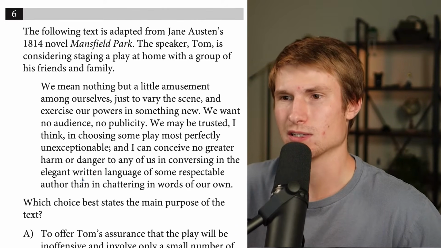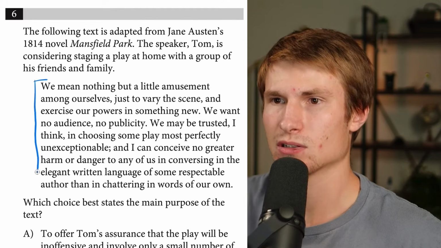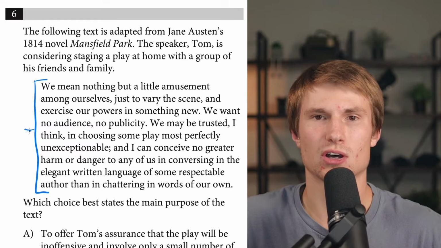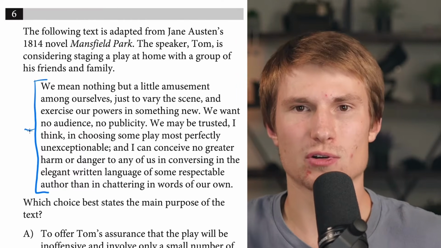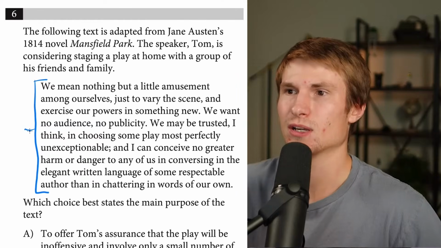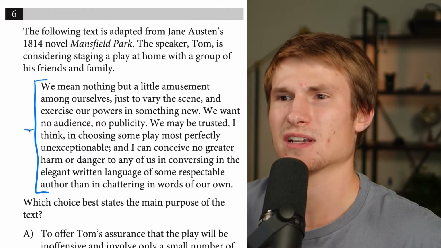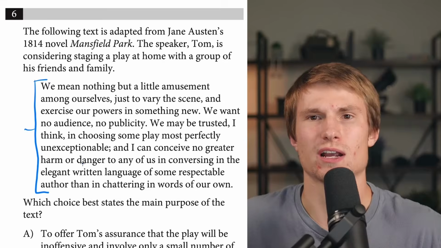Which choice best states the main purpose of the text? If I were to identify what the main purpose is here, I would probably state that he's trying to convince some adult or maybe a chaperone or someone in charge of him, basically, to let him perform this play with his friends, in the context, or it sounds like the confines of maybe their own homes or an area they're familiar with.